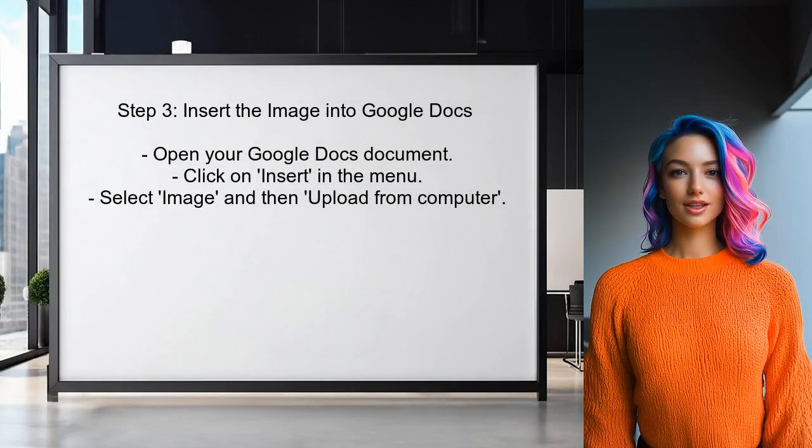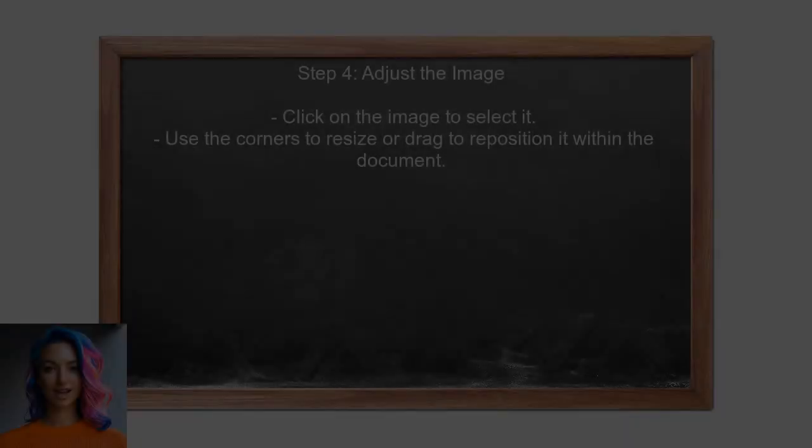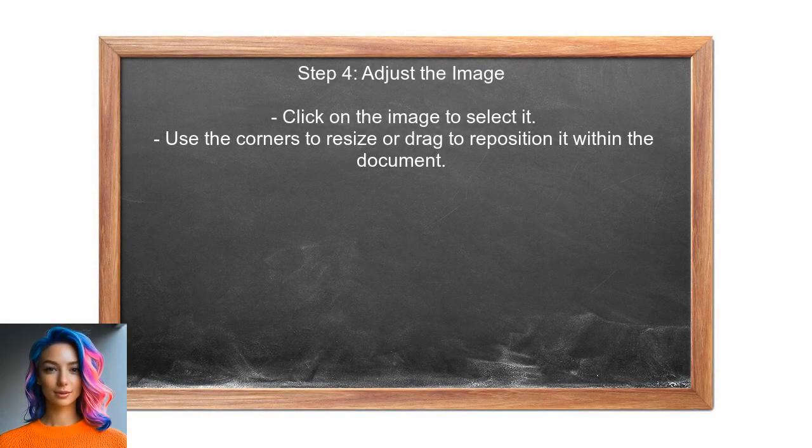After converting the image, the user can now insert it into Google Docs. They should open their document and use the Insert Image feature. Finally, the user should check the image's size and position within the document to ensure it appears correctly. They can adjust it as needed.